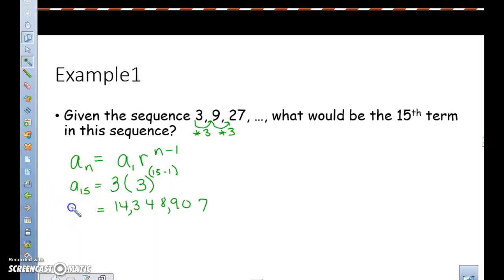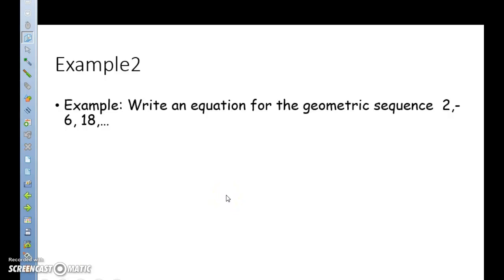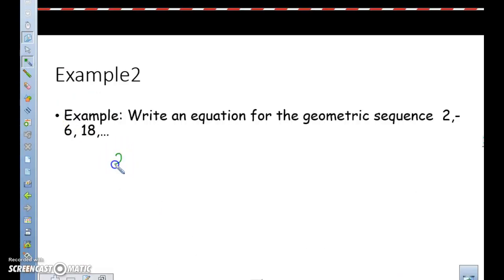Because I was lazy and I didn't write it down for the sequence. Now the negative kind of got cut off, so I'm going to rewrite it. This is supposed to say 2, negative 6, positive 18. Okay.